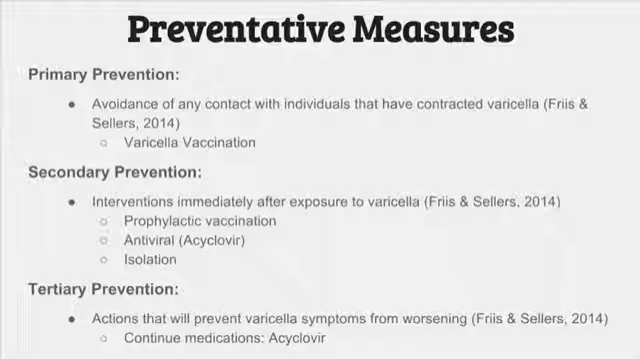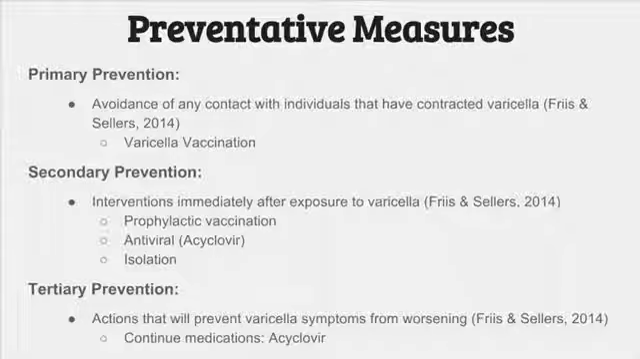Secondary prevention occurs during the pathogenesis phase of the disease and encompasses early diagnosis as well as prompt treatment and disability limitation. This is from Friss and Sellers, 2014. The goal of secondary prevention is to reduce the number of exposures that progress into chickenpox. Common interventions may include prophylactic administration of the chickenpox vaccine and antiviral medications such as acyclovir within the first 24 hours of symptom onset, and isolation.